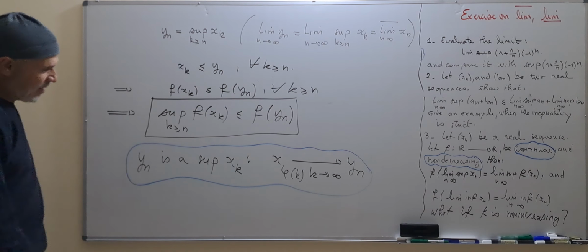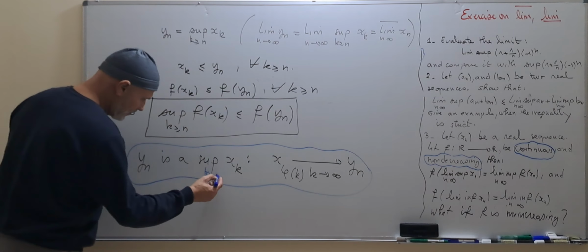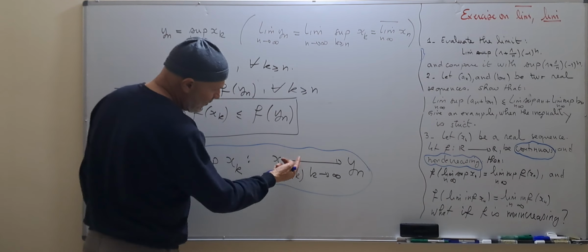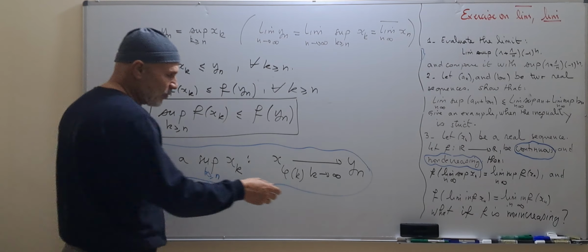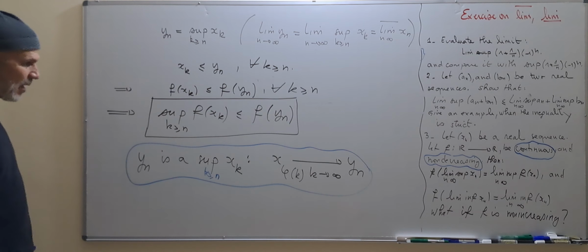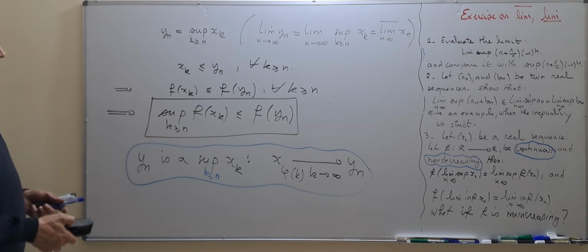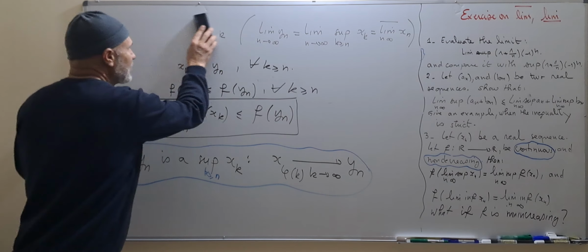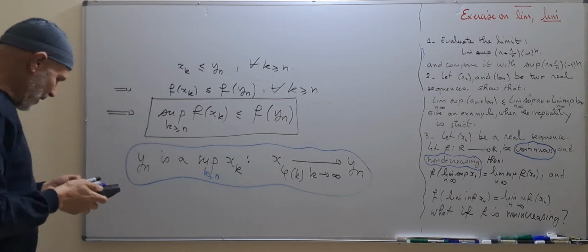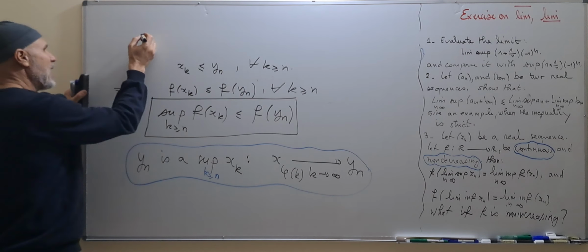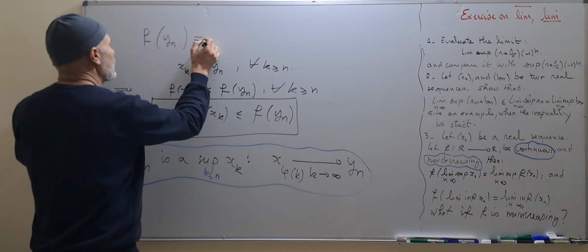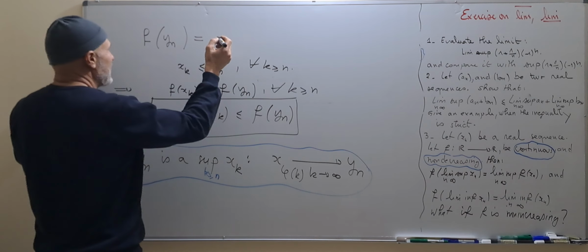y_n is a sup of x_k for k. This means that this is the property of a supremum. This means that we can find a sequence which converges to y_n. Yeah, here you have to be careful and you have to be aware of this idea. This means what? This means that f of y_n, this is equal to, this is f of y_n.